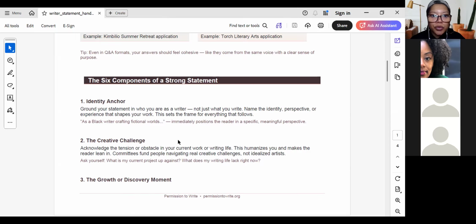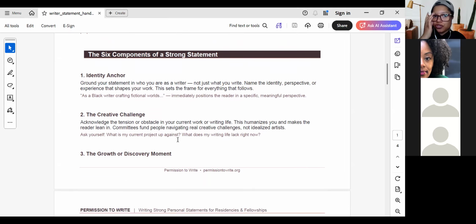You want to acknowledge what the tension or obstacle is in your current work or writing life. It humanizes you and makes the reader lean in. Committees or juries fund people navigating real creative challenges, not the ideal artist life, right? Because if we all had the life where we could just wake up and write at our lake house, we probably wouldn't need the residency. So ask yourself, what is my current project up against? What does your writing life lack that this will help fulfill?